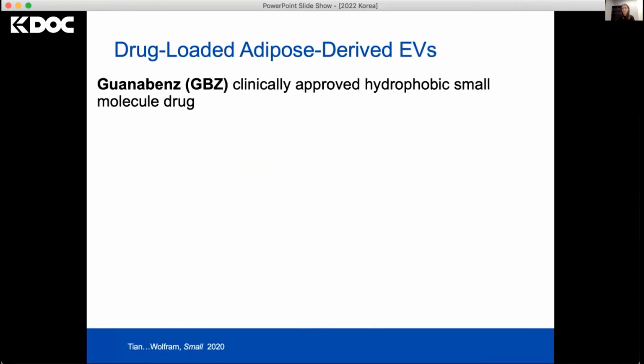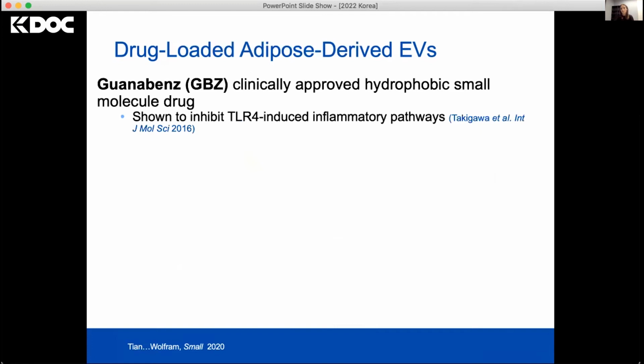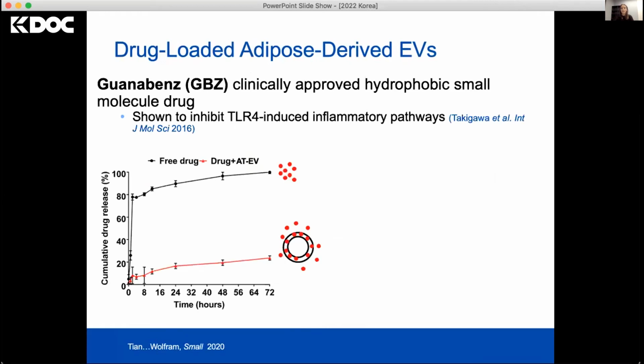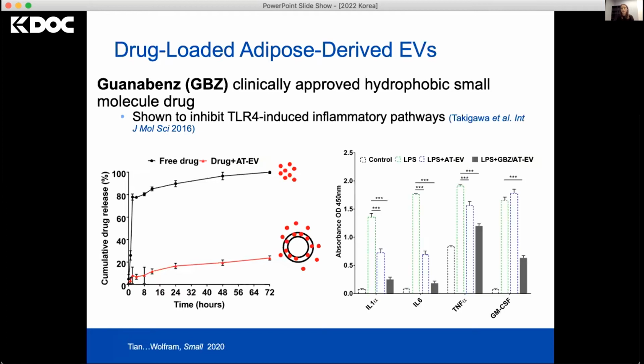And so we used guanabans, which is a clinically approved drug that is shown to inhibit the TLR4 pathway, to see if we could further suppress these inflammatory cytokines. We simulated in vivo conditions: body temperature, mixing, and the presence of serum proteins. We could see that after this drug was loaded in the lipid bilayer, it was slowly released over time. And when we looked at the combination, we saw that these inflammatory cytokines were further suppressed when we had both the extracellular vesicles as well as the drug loaded inside.